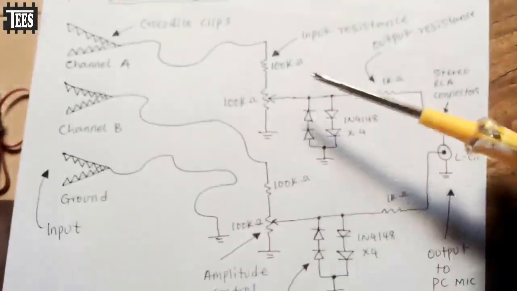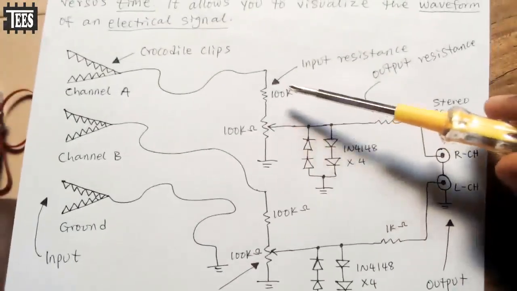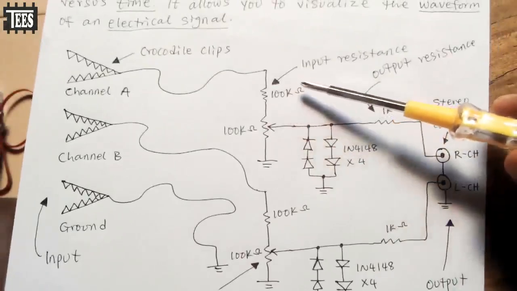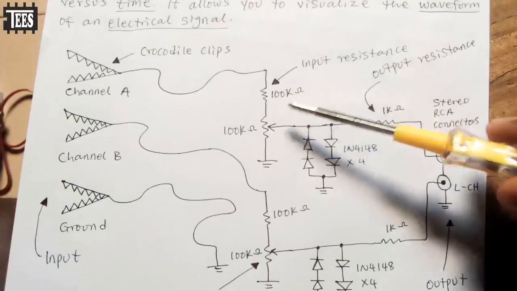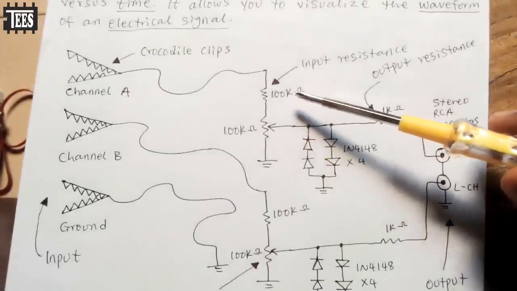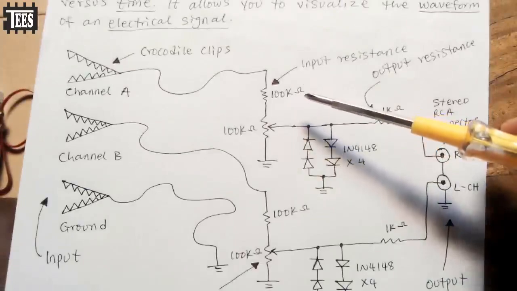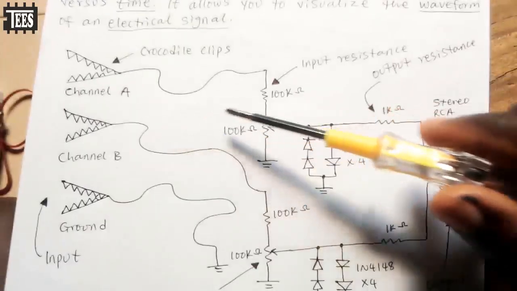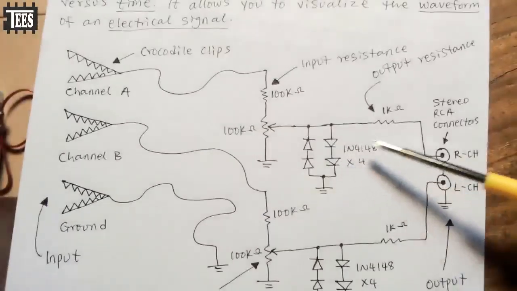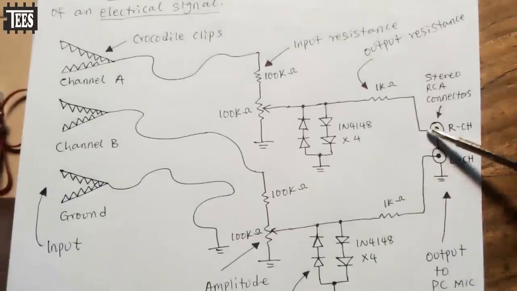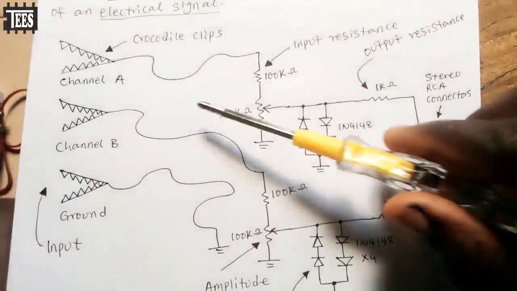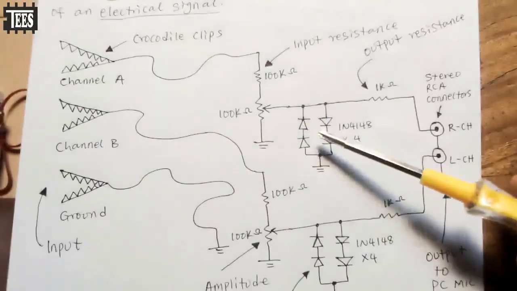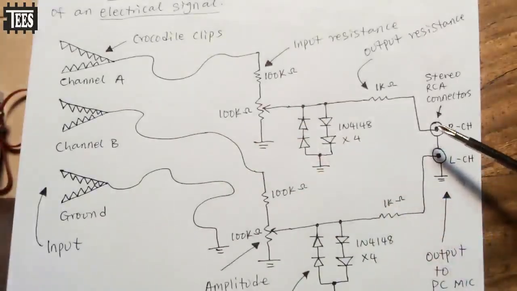Then this is the ground. Here we need to give some input resistance, like I used a 100 kilo ohms resistor. You can use something less than that or even higher than that, depending on the input voltage of the signals that you're going to measure. Then here we need to protect our computer sound card. For example, if you connect 50 volts here without all this, you could damage your computer sound card, even the motherboard of your computer. You could destroy it.